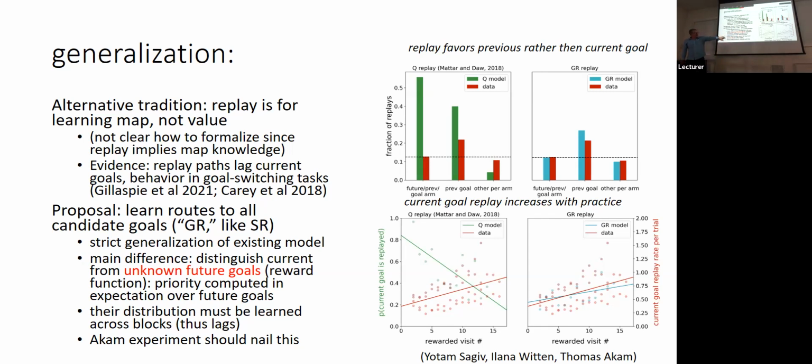And so I have to learn that distribution of future goals, and that is going to depend on goals I've seen recently, right? So in order to figure out how goals are distributed in the world, I've got to look backwards over multiple blocks, and the rewards in recent blocks are going to dominate my expectations about future goals as well. And so this model, which is again sort of a strict generalization of the Matar model, is pushing not just real value, but also in a sense, potential value around the maze. This one matches the Gillespie data very well.